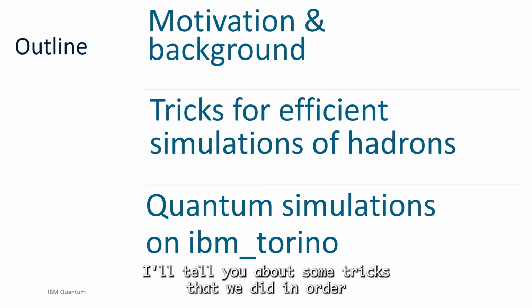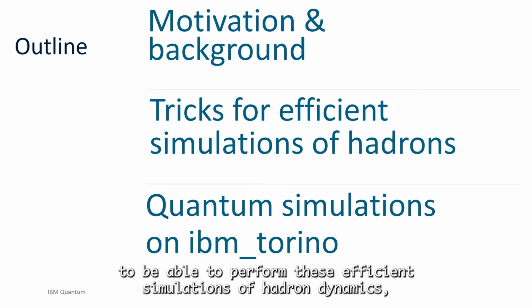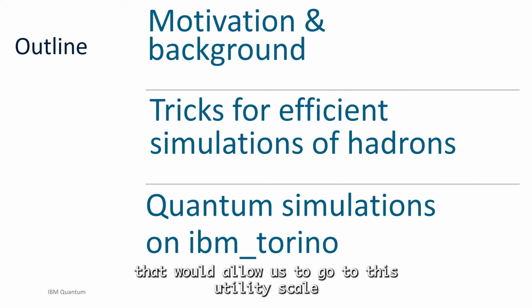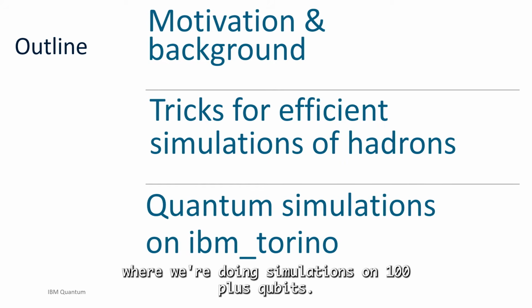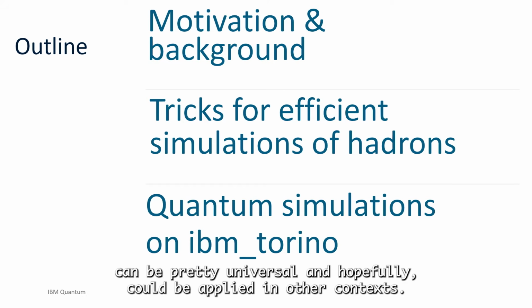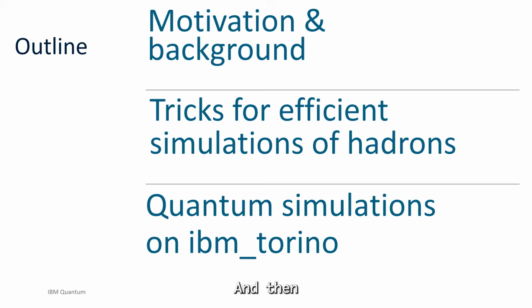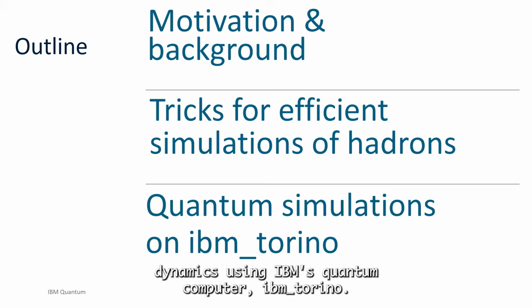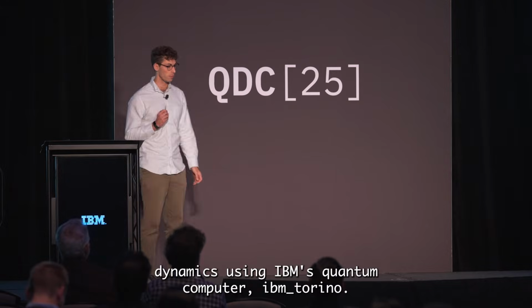Then I'll tell you about some tricks that we did in order to be able to perform these efficient simulations of hadron dynamics. In particular, we really cared about having scalable methods that would allow us to go to this utility scale where we're doing simulations on 100 plus qubits. And I think a lot of these methods and ways of thinking about the problems can be pretty universal and hopefully could be applied in other contexts. And then finally, I will share the results from quantum simulations of these hadron dynamics using IBM's quantum computer, IBM Torino.